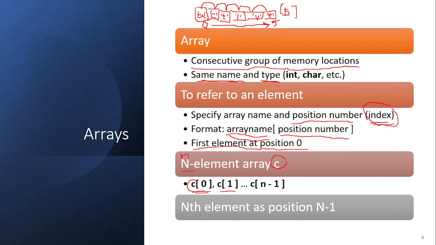So this is how you access the first element in the array at position or index 0. This is how you access the second element in the array at index 1 or position 1. And this is how you access the final element in the array, the element at index n minus 1, where n is the size or length of the array. So the nth element in the array is at position n minus 1. First element is at position 0, and the nth element or last element is at position n minus 1. This is what you should remember about arrays.